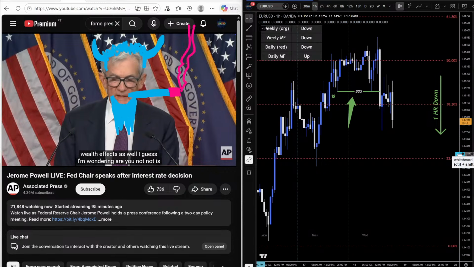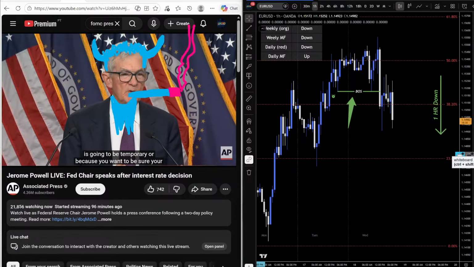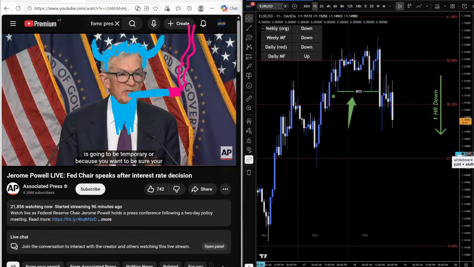So the thing I really want to emphasize is that nobody knows. The economic effect could be bigger, it could be smaller, it could be much smaller or much bigger. We just don't know.